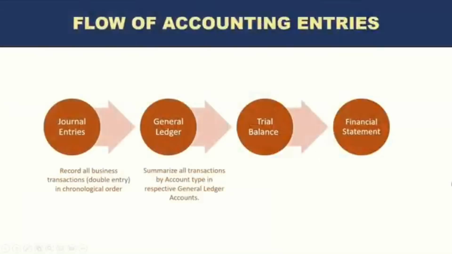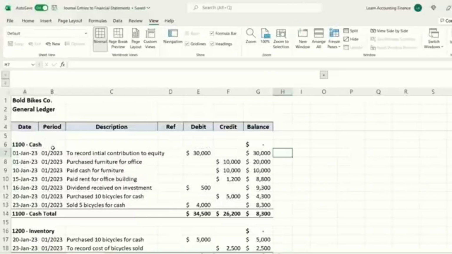Now, the journal ledger is where all of these accounting transactions are summarized, but this time they are based on the account number or GL account type. Let's take a look at that. So the journal ledger will look something like this.